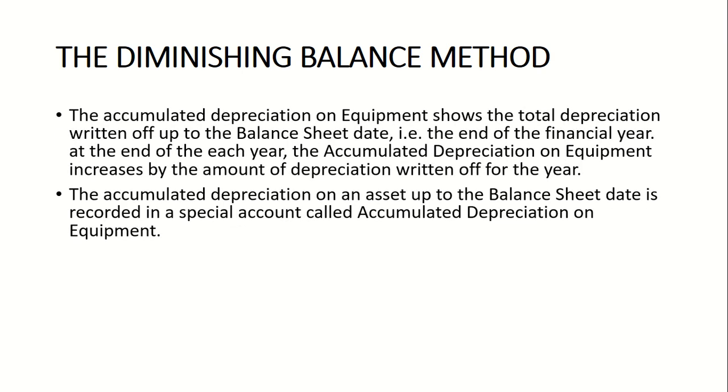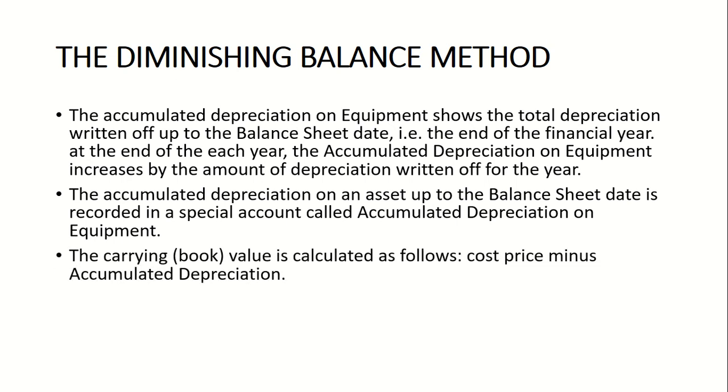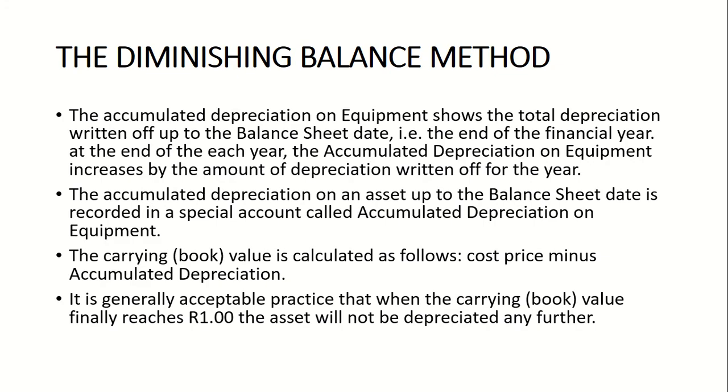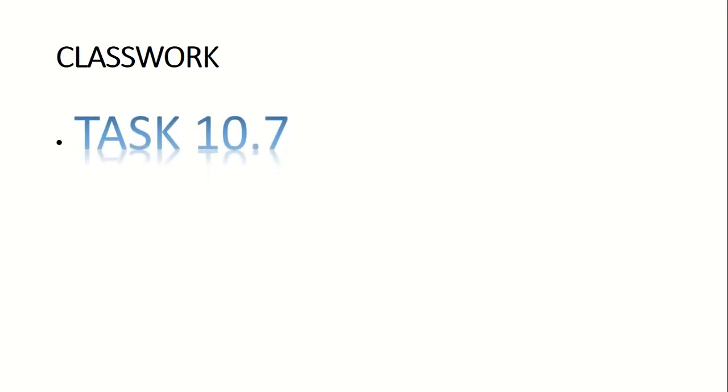Accumulated depreciation shows the total amount of the depreciation at the balance sheet date, that is at the end of the year. The accumulated depreciation on the asset at the balance sheet date is recorded on a special account called the accumulated depreciation, and the book value, as I did specify earlier on, is simply the cost price minus accumulated depreciation. It is generally accepted practice that your accumulated depreciation will be limited when your carrying value reaches 1 rand. If depreciation for that year will be limited, okay, it will simply be limited to 1 rand. Classwork is 10.7.